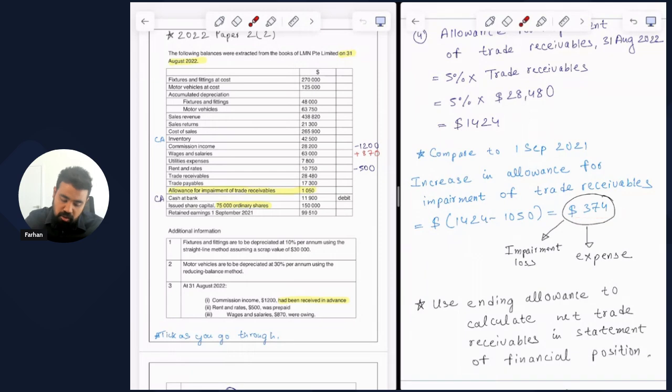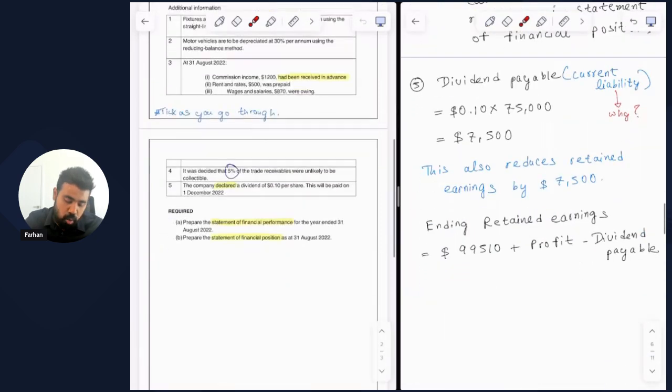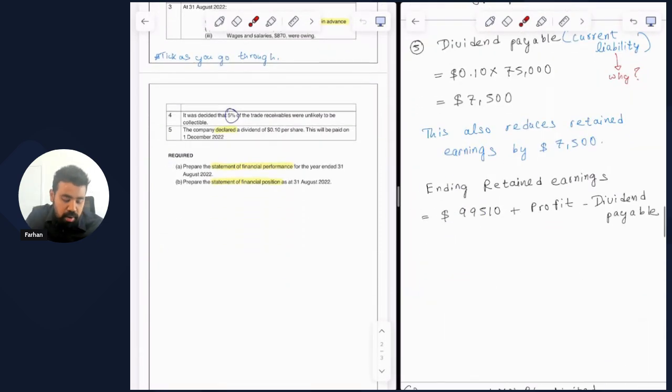Okay, so let's move to point number 5. The company declared a dividend of 10 cents per share. This will be paid on 1 December 2022.